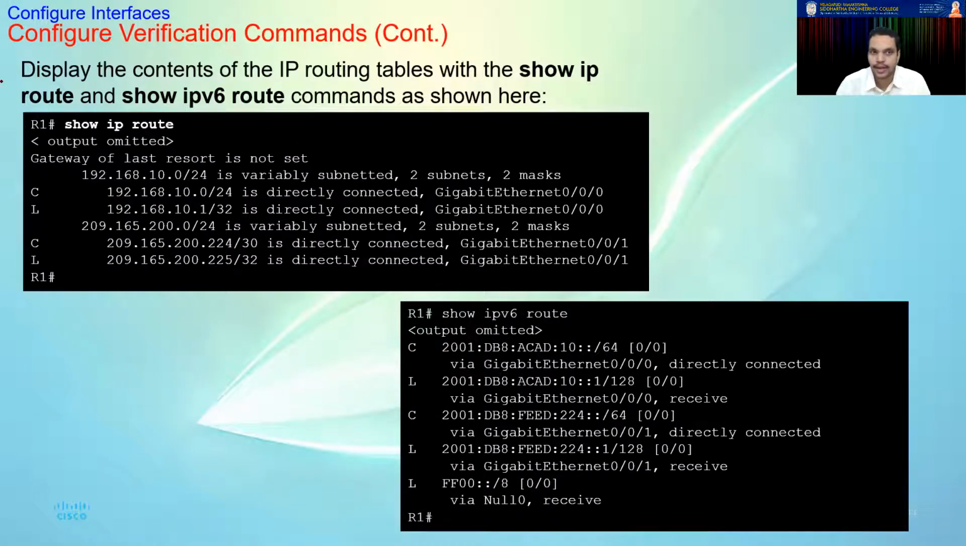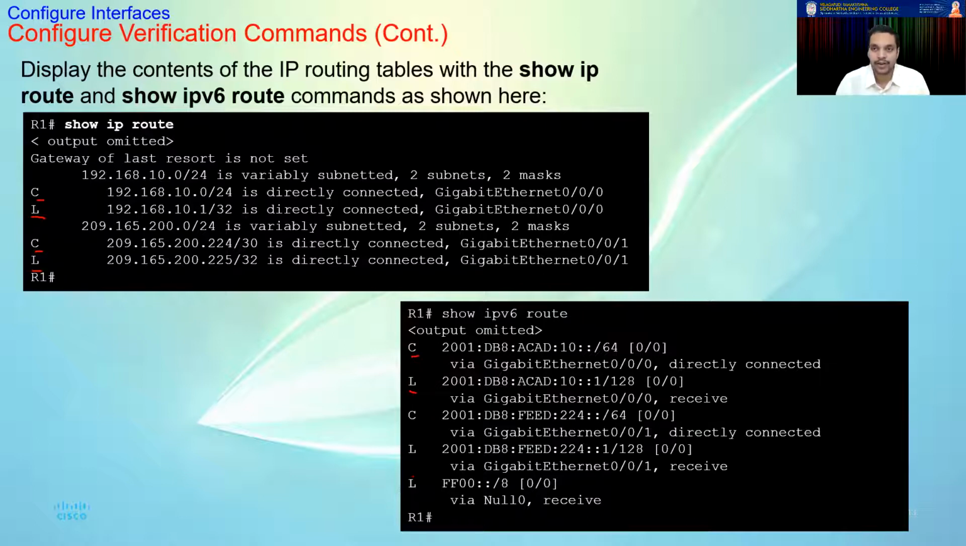Once again, if you see here, for this R1, there are only two interfaces. We just configured two interfaces, G0/0/1 and G0/0/0. You see both of them are directly connected routes and directly connected networks. It is showing the same thing for the IPv6 route also: a list of only two directly connected networks. As they are directly connected networks, I can see them by C and L over here.